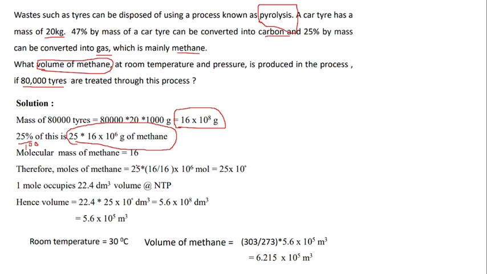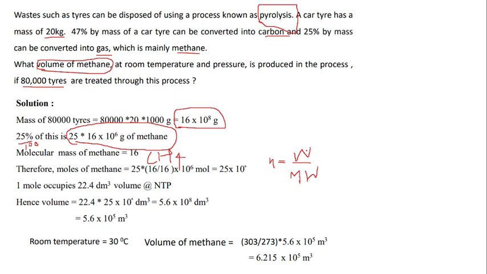Now we know the molecular mass of methane. Methane molecular formula is CH4, right? So H is 4, C is 12. So the molecular mass is 16. To find the moles of methane, moles, represented with small n, is equal to weight by molecular weight, that is, mass by molecular mass.